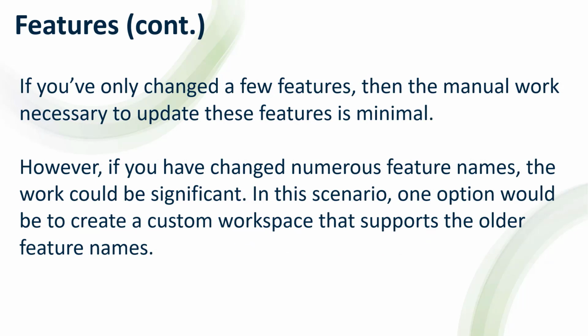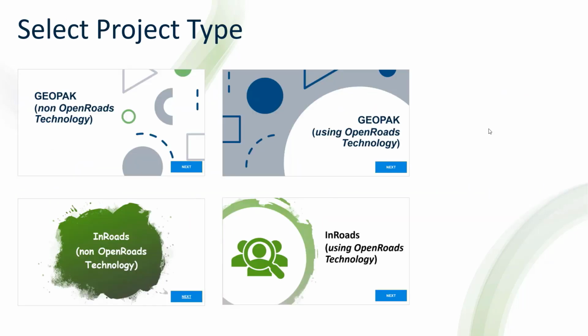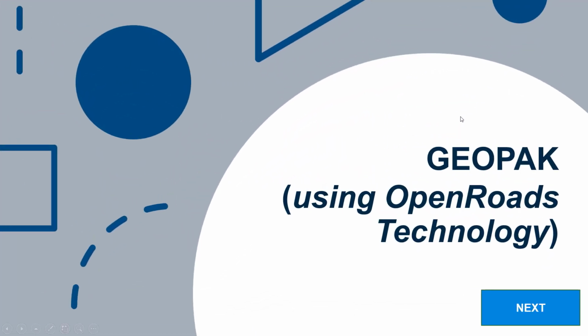Now, if you've only changed a few features, the manual work necessary to update those features is probably going to be minimal. However, if you've changed a lot of feature names, then the work, of course, could be significant. In this scenario, one option to consider would be to create a custom workspace that supports the older feature names. Now, in this presentation, we'll be looking specifically at a GEOPAK project that uses the OpenRoads technology.